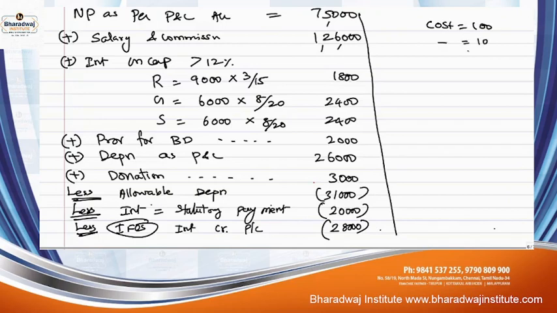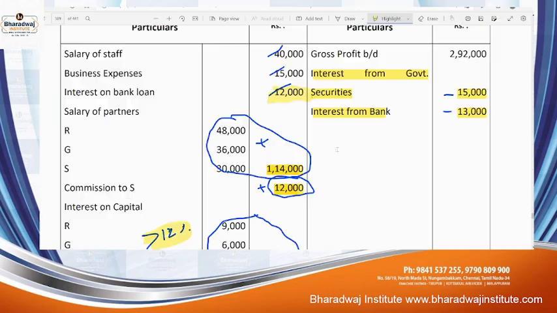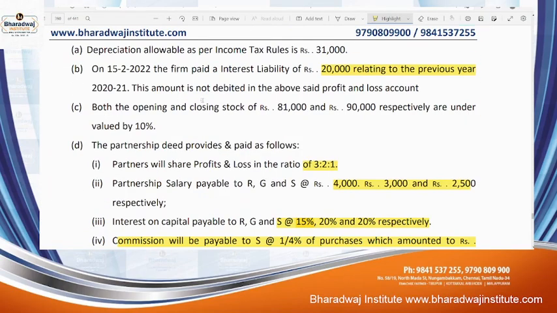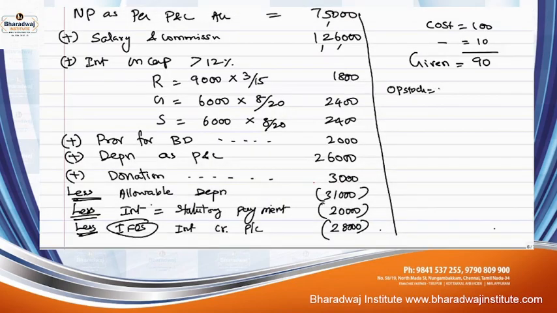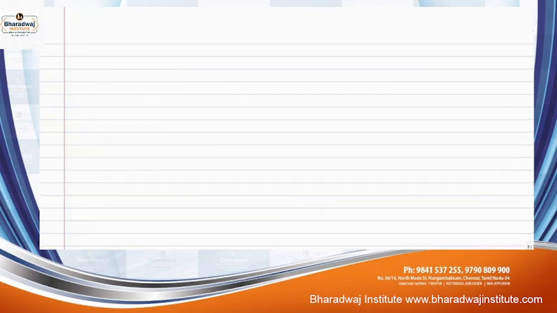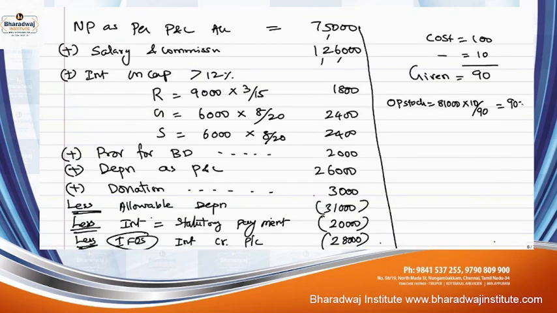Listen to it. Look at the stock adjustment. If cost is 100 rupees, see by what percentage it is undervalued. If cost is 100, it is undervalued by what? 10% means value given is 90. Value given is 90. Look at the opening stock value. Pay attention, then you can copy. What is opening stock value? 81,000 into 100 by 90. 81,000 into 10 by 90. Why 10 by 90? If 90 is 81,000, what is 10? 9,000 will come.